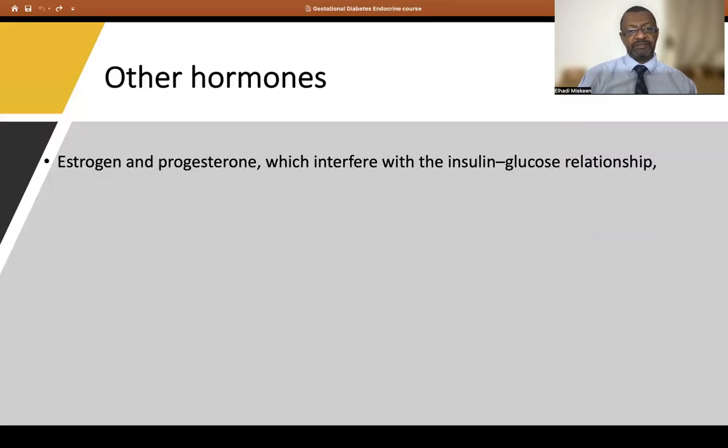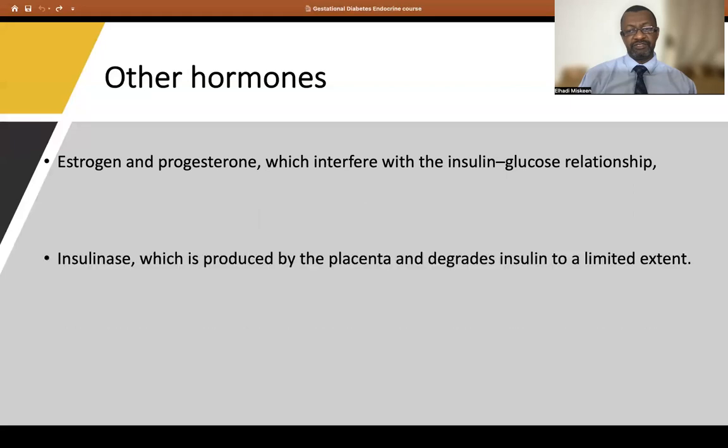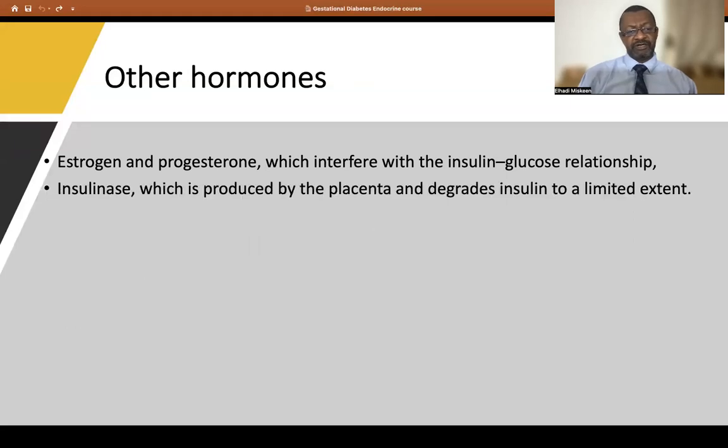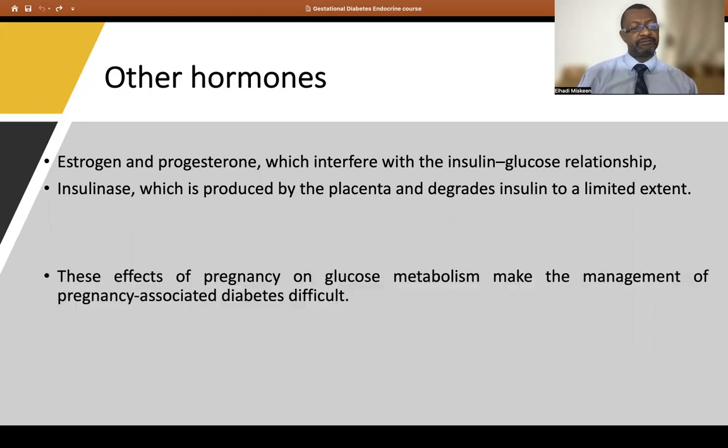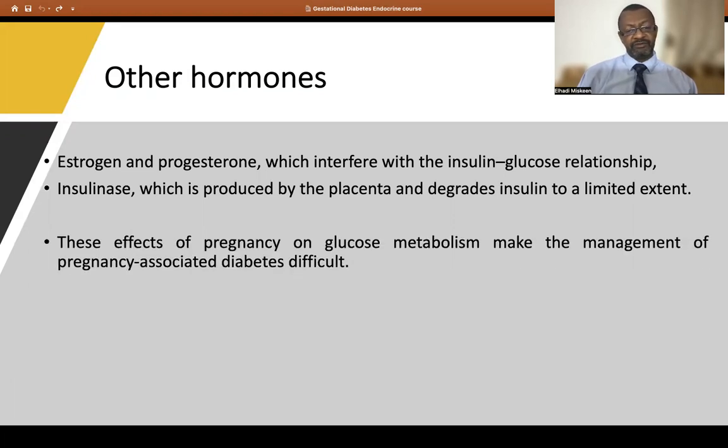Besides human placental lactogen, there are also other hormones that play a role in the development of diabetes or are involved in the metabolism of glucose. These are estrogens and progesterone, which interfere with the insulin-glucose relationship. And we also have insulinase, which is produced by the placenta and degrades insulin to a limited extent. This effect of pregnancy on glucose metabolism makes the management of pregnancy-associated diabetes so difficult.